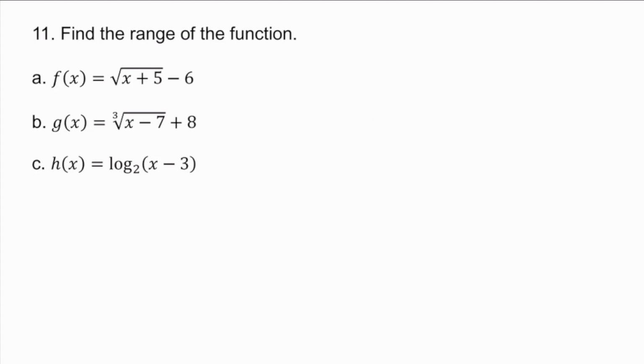Okay, so I did have a range problem on here. f of x equals the square root of x plus 5, minus 6. What's going to happen to the parent square root x function on this one is it's going to shift left by 5 and down by 6.